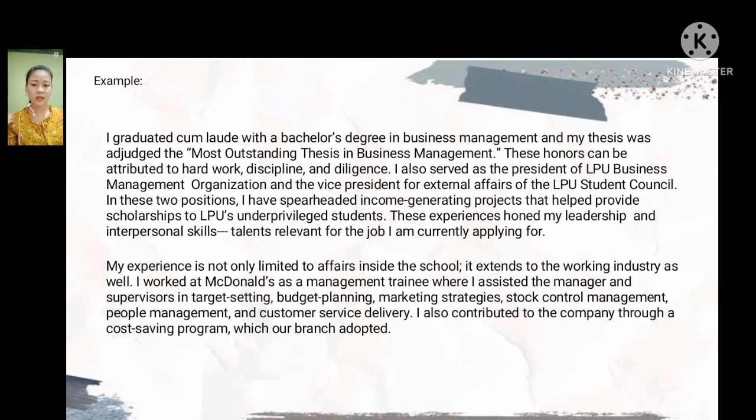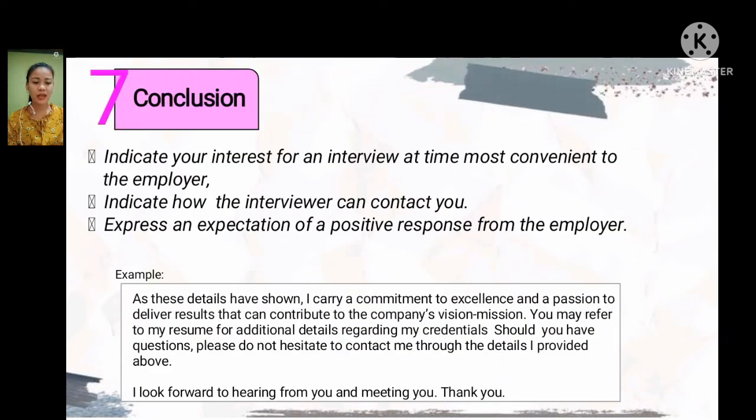Next part of the cover letter is the conclusion. In the conclusion, everyone, it is where you're going to indicate your interest for an interview at the time most convenient to the employer. Also, you could indicate how the interviewer can contact you, and you should express an expectation of a positive response from the employer. Like for this example, from the first sentence, as these details have shown, I carry a commitment to excellence and a passion to deliver results that can contribute to the company's vision and mission.